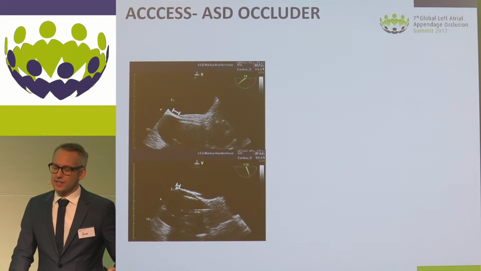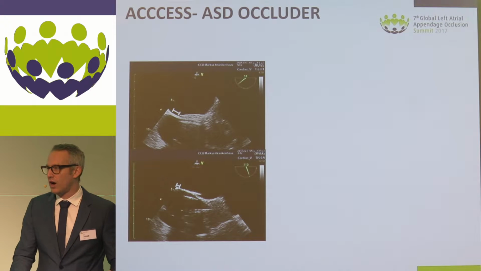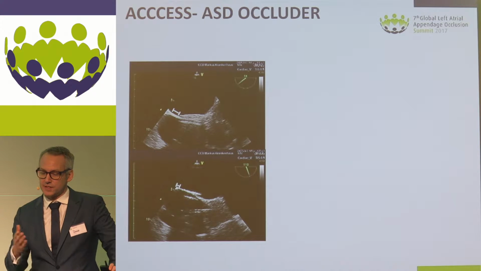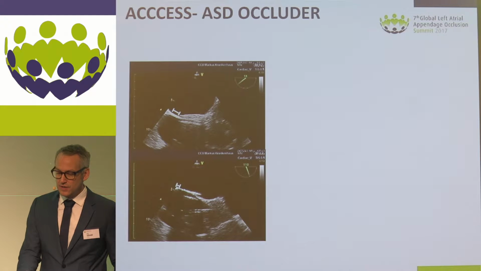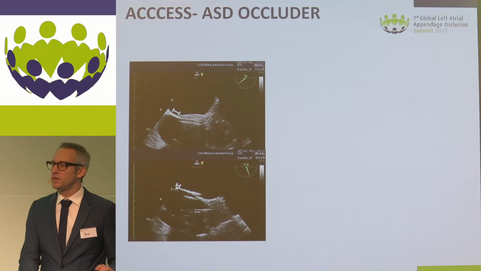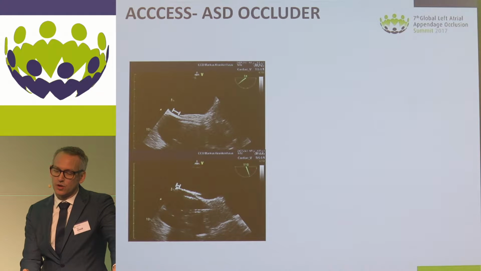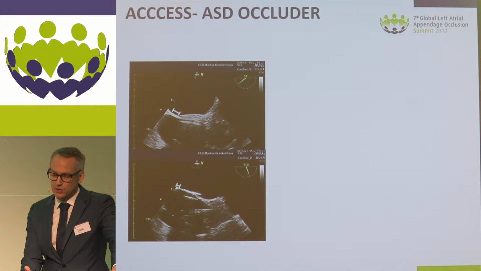Okay, so this slide highlights the value of using echocardiography when you perform the transeptal puncture. This is a very special situation. A patient who had previously undergone an interventional occlusion of an atrial septal defect, and as you can see from the TOE image right here, this 30mm occluder leaves very little space for your transeptal sheath in order to access the left atrium and further on the left atrial appendage to occlude it.